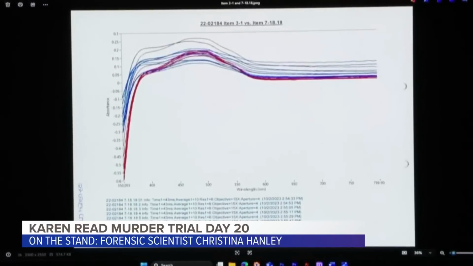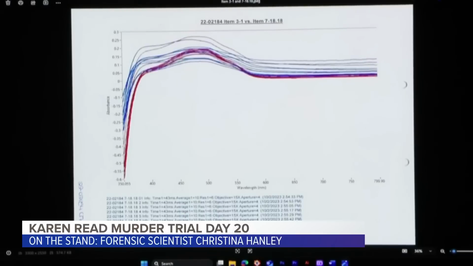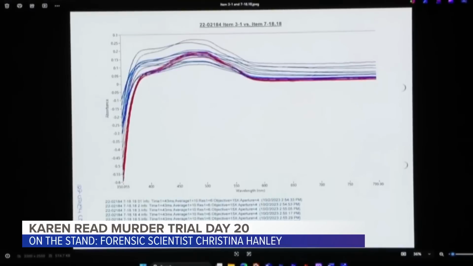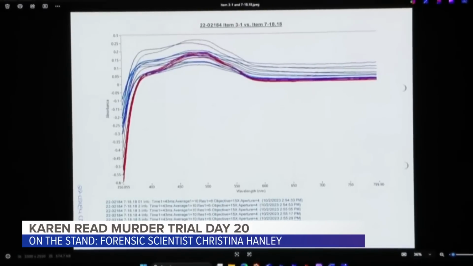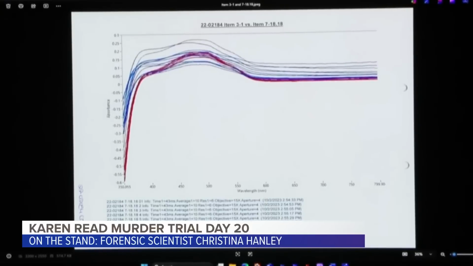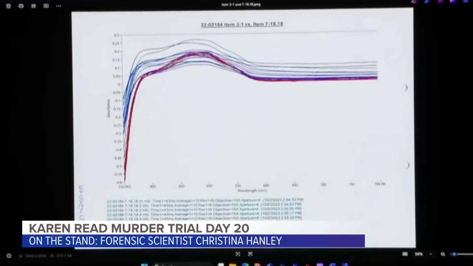And Ms. Gilman, lastly, if I could have the microspec data. And Ms. Hanley, if you could describe for the jury, please, what are we looking at in this particular data set? So this is the comparison data from the microspec of the red plastic from item 3-1 and the red plastic from 7-18.18. And as far as the data in any microspec, but particularly this one up on the screen, using that laser pointer, could you illustrate to the jury what these individual lines or this data means?